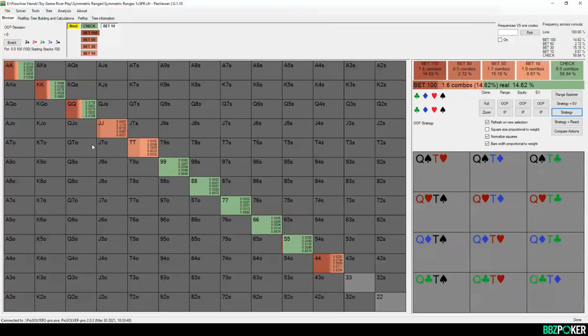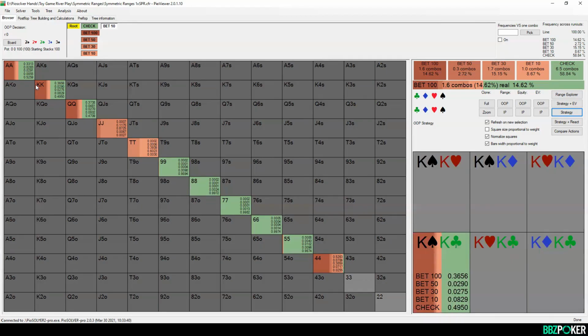Aces, kings, and queens. These hands are roughly characterized as the nuts. Obviously, aces is first nuts, kings is second nuts, queens is third nuts. Our opponent's range is identical to ours, so that's how it's going to work. But these hands get allocated across pretty much all of the sizing choices.